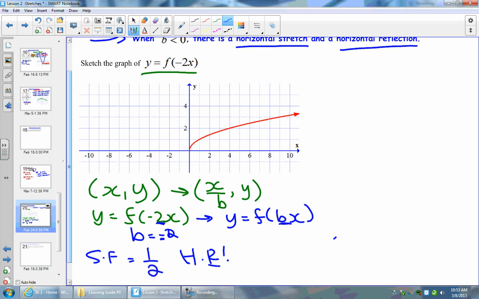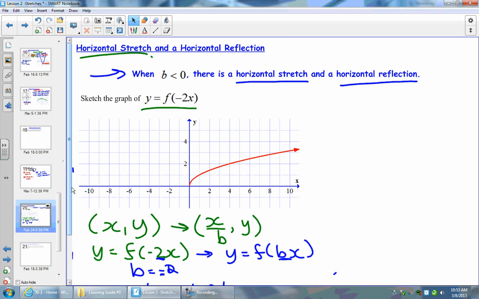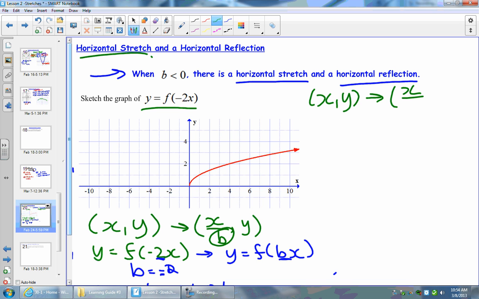Okay, so let's go ahead and perform this transformation. So just to review here, once again, any point on the original graph is now going to become x over your b value. And remember, our b value was negative 2, and your y value stays the same. So keeping this in mind here, we're going to pick 3 points on the original graph. So I'm going to pick this point right here, (0, 0). Okay. I'm going to pick a second point at (4, 2), and a third point at (9, 3).